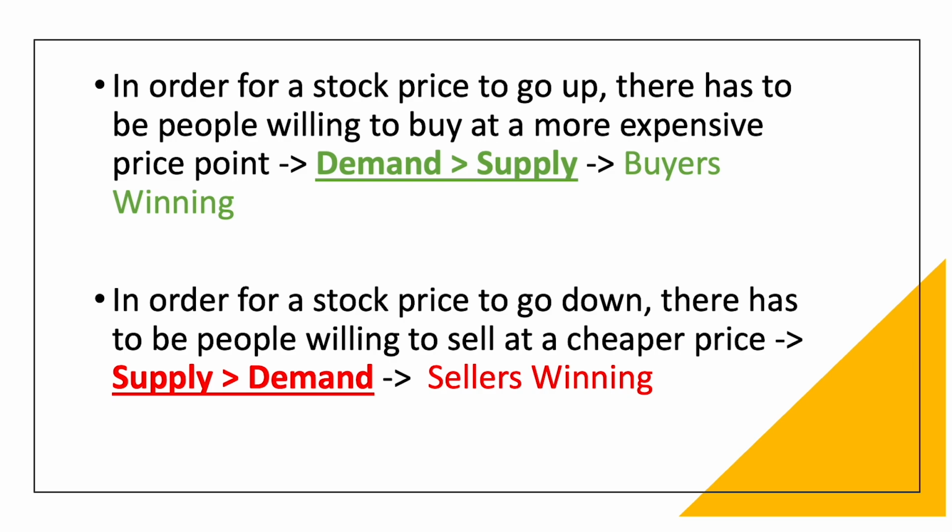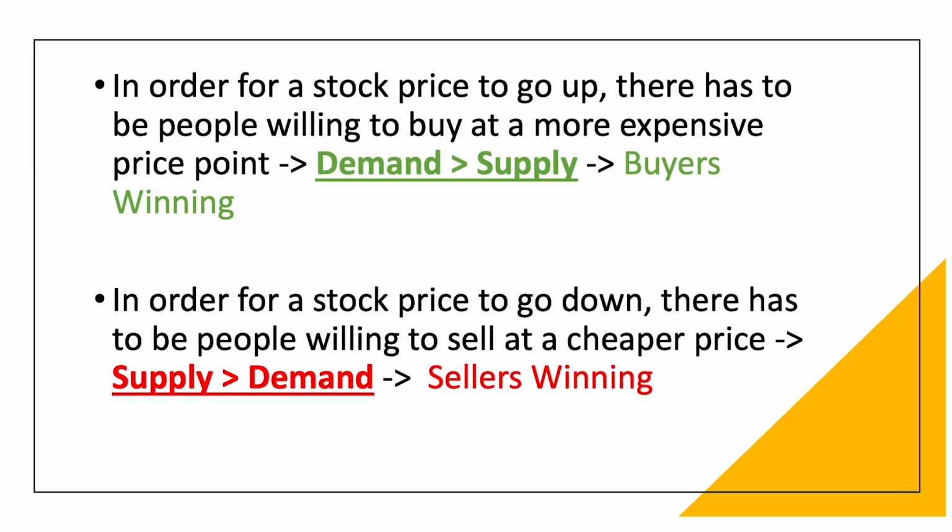In order for a stock price to go down, right, there has to be people willing to sell at a cheaper price. So for example, if you're trying to get rid of something, you're trying to sell something, you guys have done this, like you put it on eBay, you put it on Facebook Marketplace or whatever it is, and you set it at $100, but no one's buying, right? You drop it to 98. No one's buying. You drop it to 96. No one's buying. You drop it to 95. Someone bought it. You went from $100 to $95.